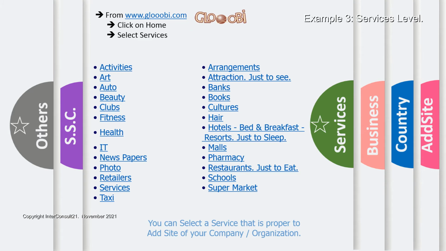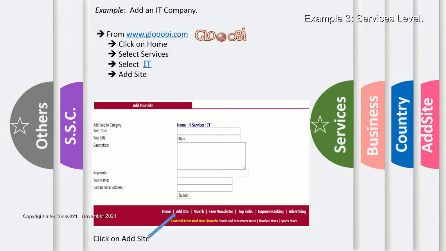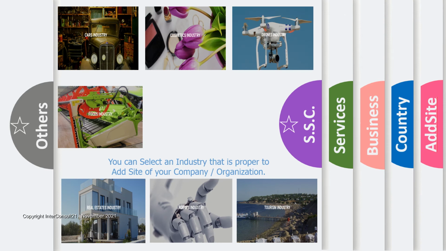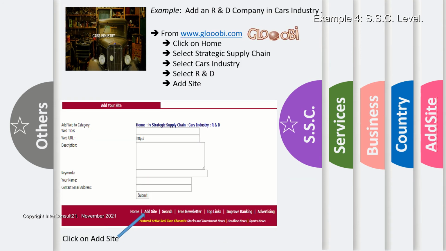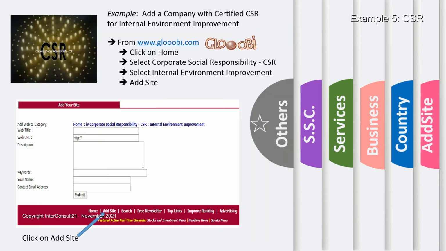Example 3, Services Level. A potential member can add the company's IT services by clicking on Services and selecting IT. Example 4, Strategic Supply Level. A potential member can add the company's R&D company in the strategic supply chains of the cars industry.